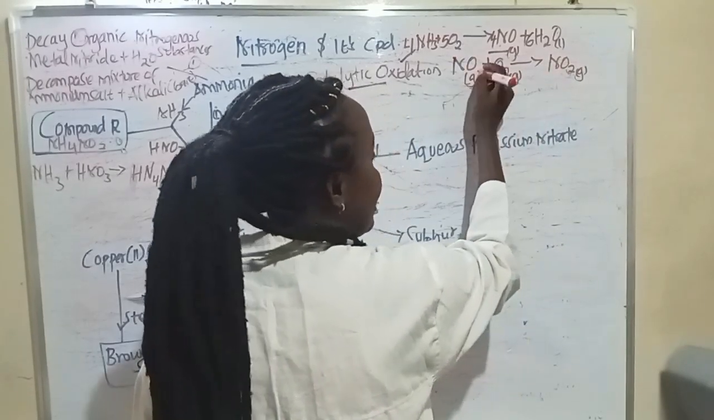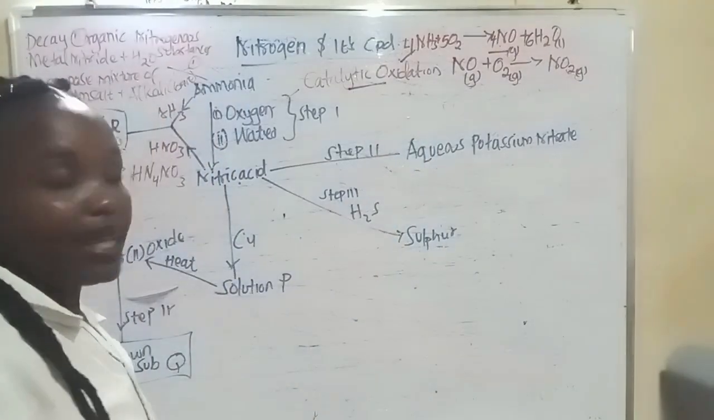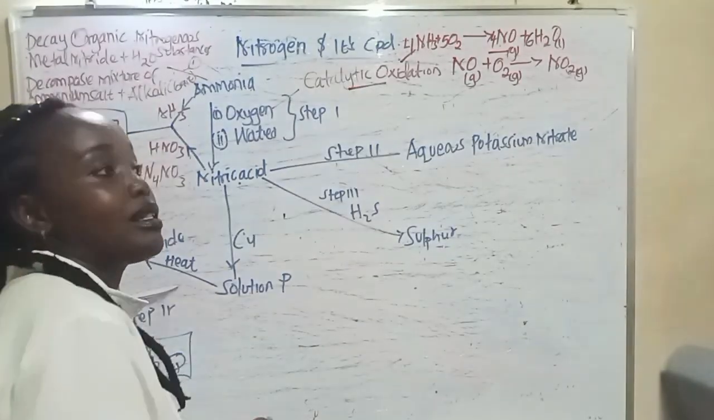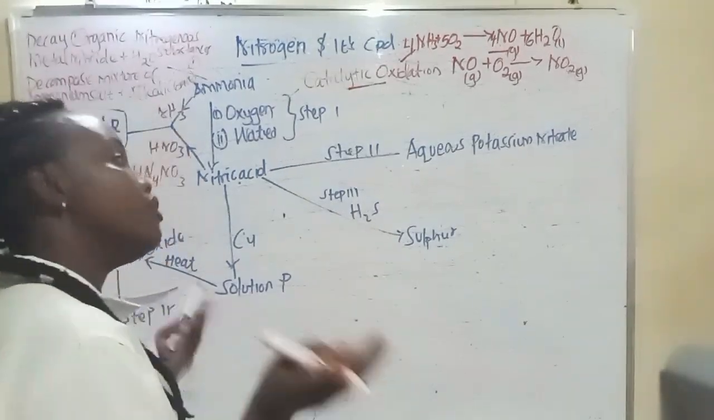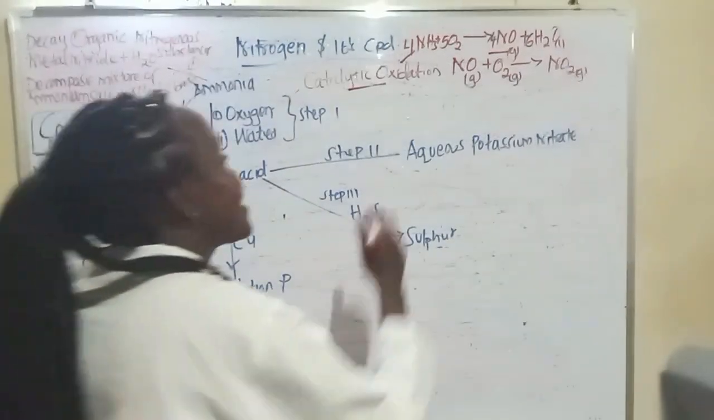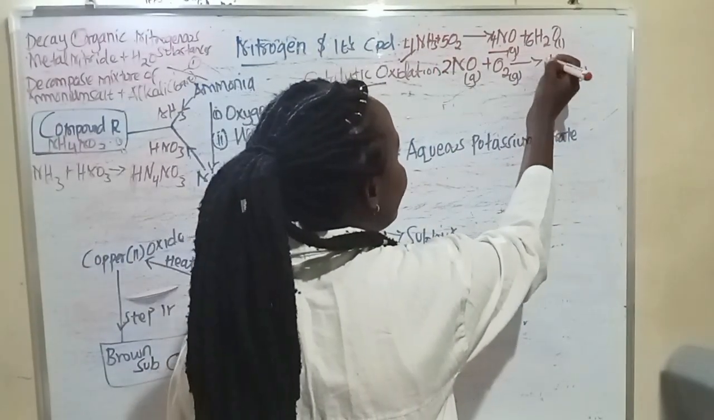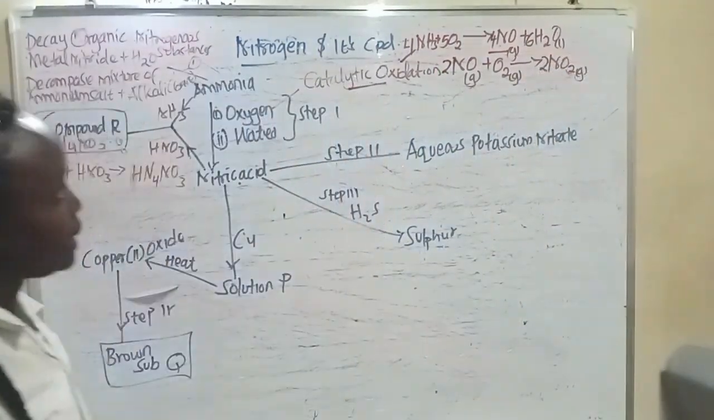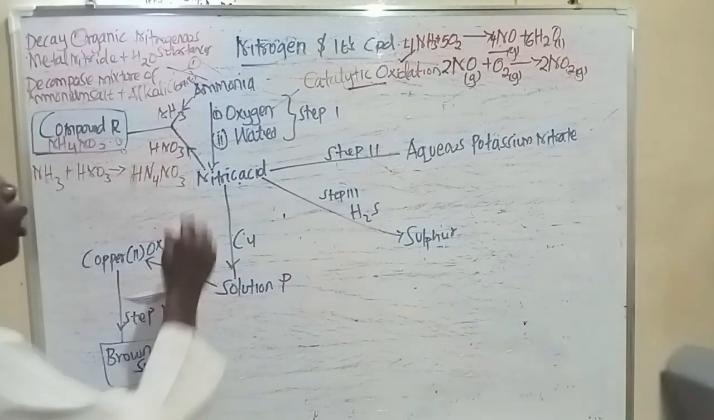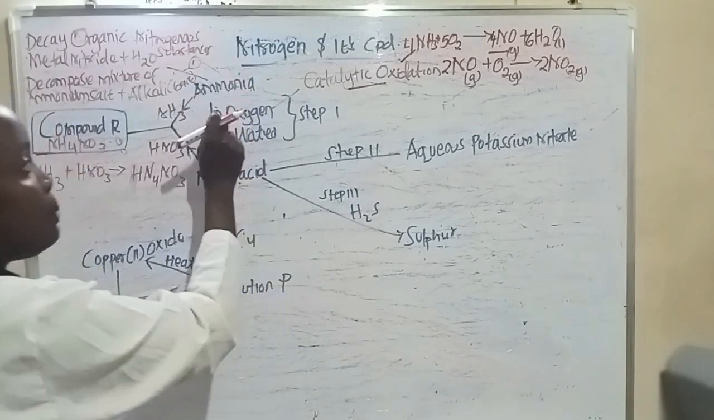I hope you can see, yeah? Now, when you're going to balance, you balance by balancing the number of oxygen atoms present. So it's going to be 2 here and it's going to be 2 on that side. So we have formed our nitrogen 4 oxide in the first step, from ammonia plus oxygen.